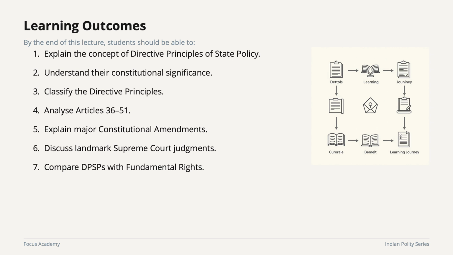Now you will also be able to analyze Articles 36 to 51. We will be taking every article very deep. You will also be able to explain major constitutional amendments, the various amendments that took place that made changes to the DPSP. And you will also be able to understand the landmark Supreme Court judgments. And lastly, we will try to compare DPSP with fundamental rights to help clarify the difference.